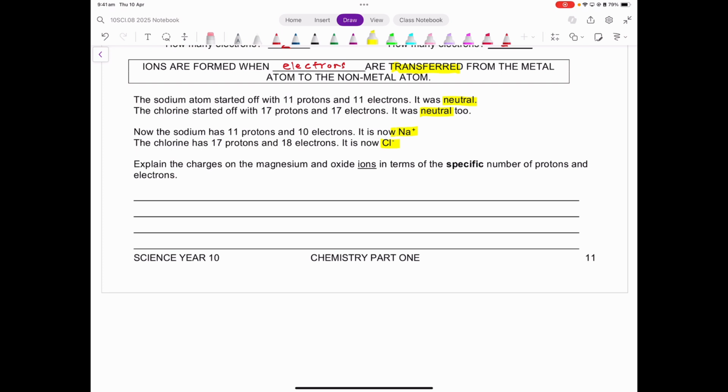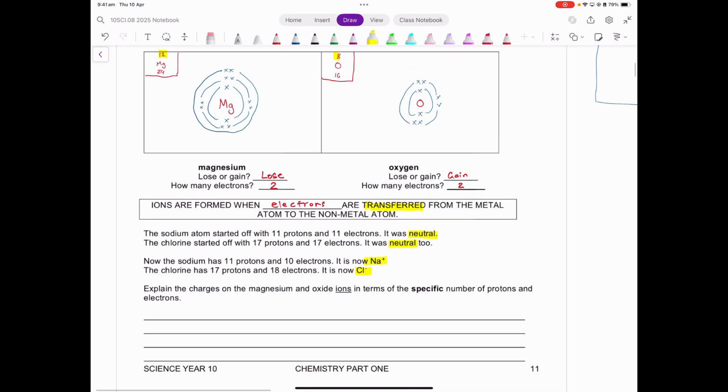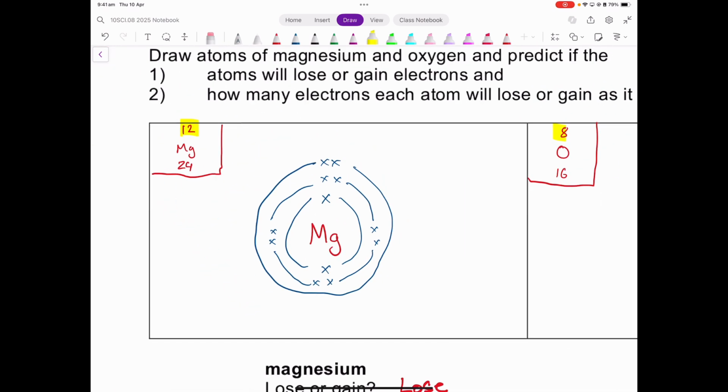What I want you to do is try your best to explain the charge that magnesium and oxide ions are going to have in terms of their protons and electrons. So I'm going to do magnesium for you up on the board, and then you're going to have a go at oxygen. So, how many protons, I'll write a P in this box here, how many protons does magnesium have?